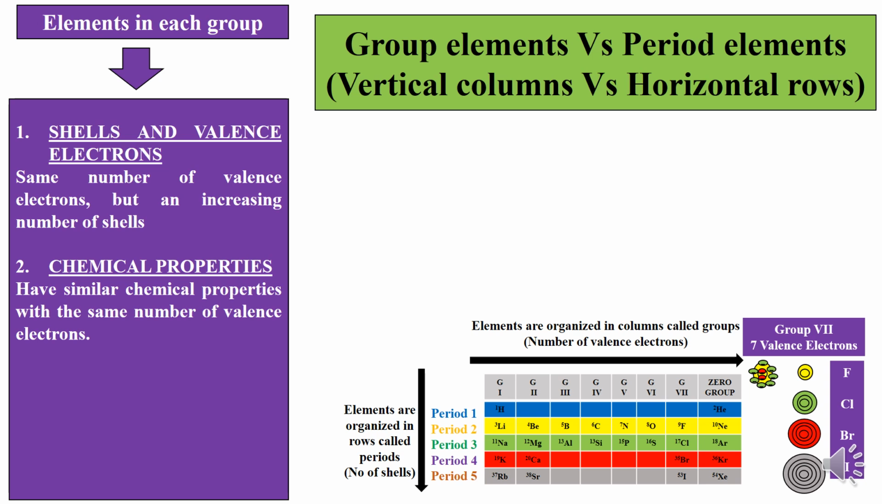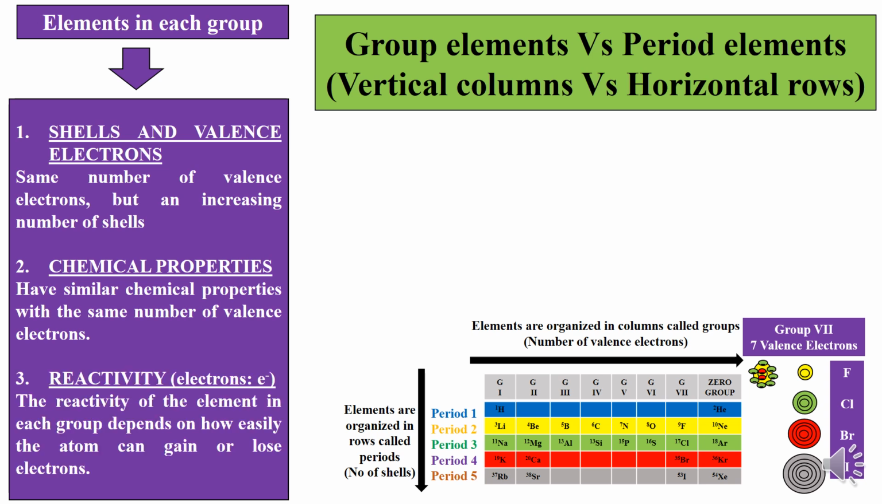So elements in each group have similar chemical properties with the same number of valence electrons. So halogens belonging to group 7 act as oxidizing agents, while metals belonging to group 1 elements act as reducing agents.